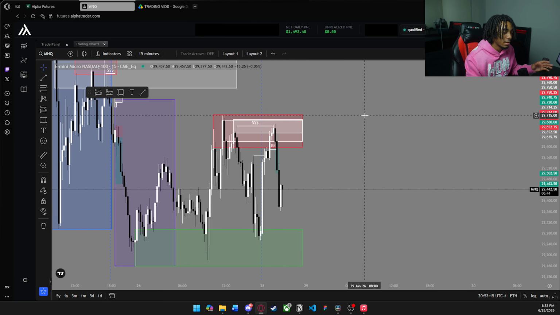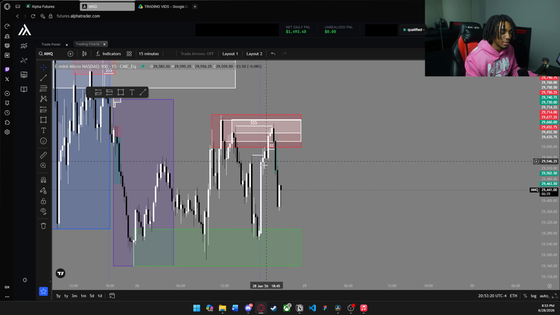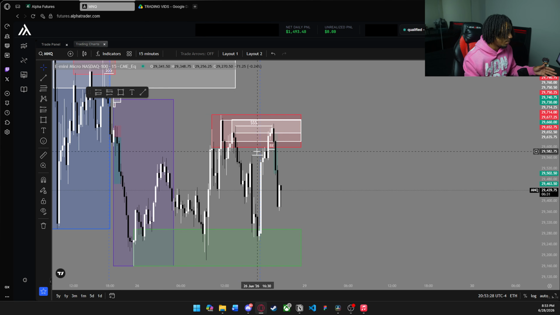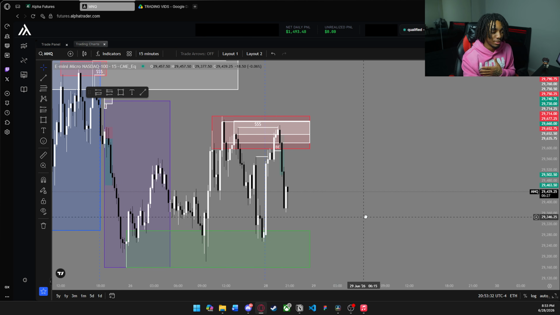And then next on my checklist, I wait for price to go into my zone that I have marked out, which today is this resistance zone that I wanted to see how it reacts. So it went into that area, and then I wanted to see it tap into a higher time frame PD array, which I find my entries on the 1 minute.